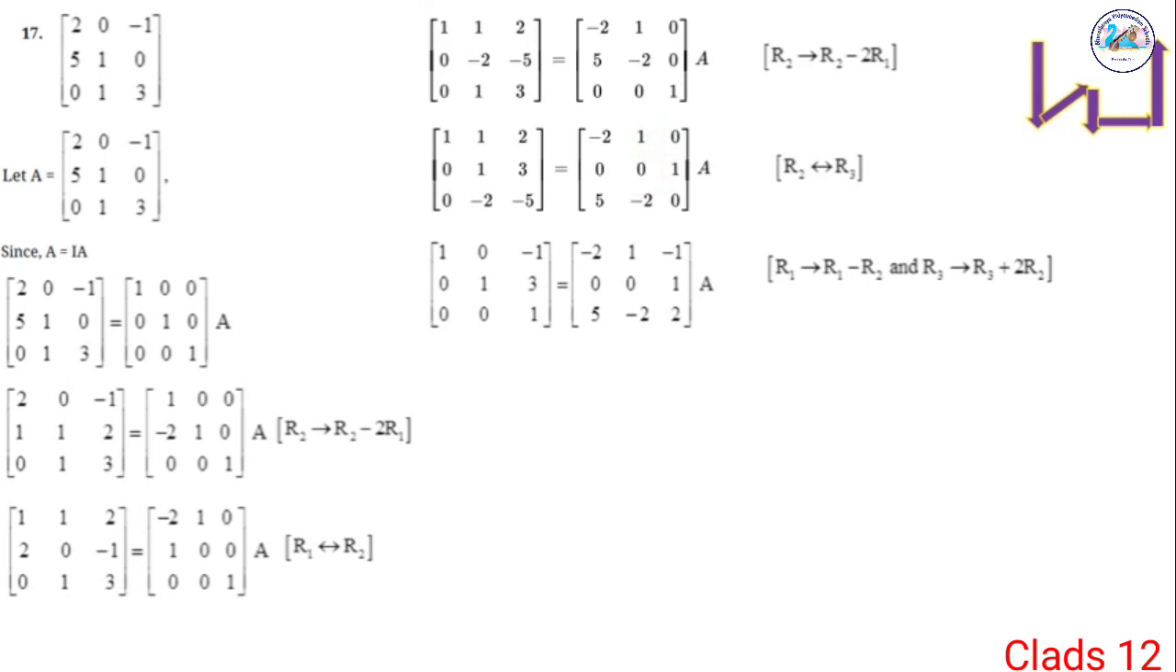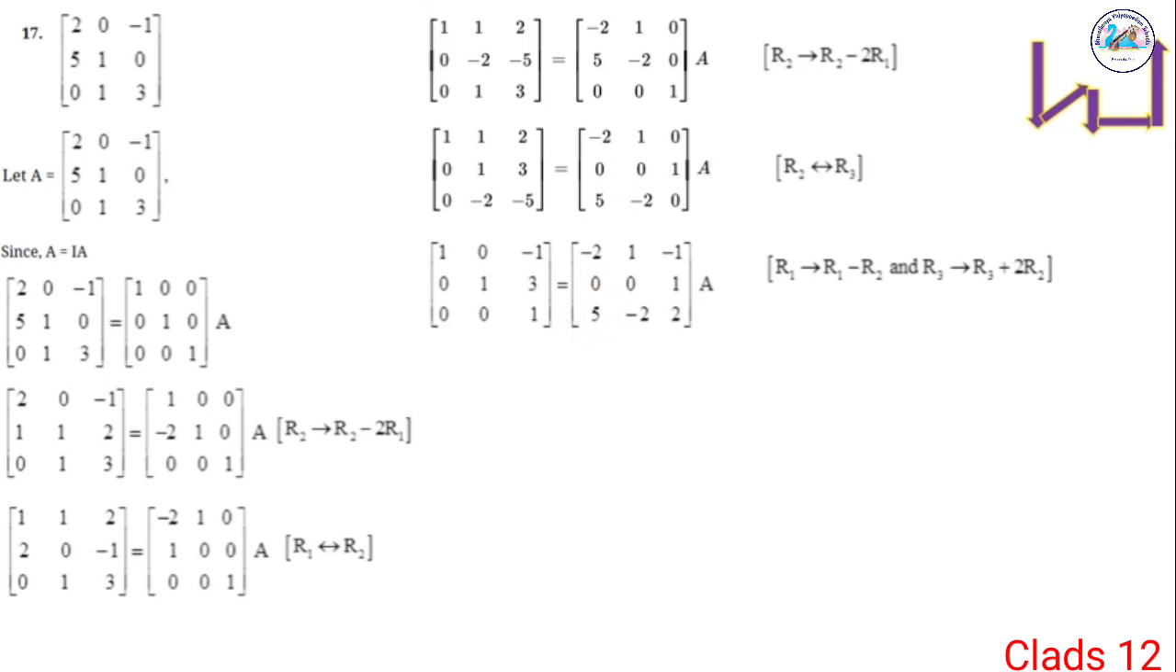1 minus 0 is 1 only. 0 minus 1 becomes minus 1. R2 remains the same, 0 0 1, it becomes 0 0 1 only, here no change. And R3 will change to R3 plus 2R2. R3 is 5 plus 2 into 0. 5 plus 2 into 0 is 5 only.